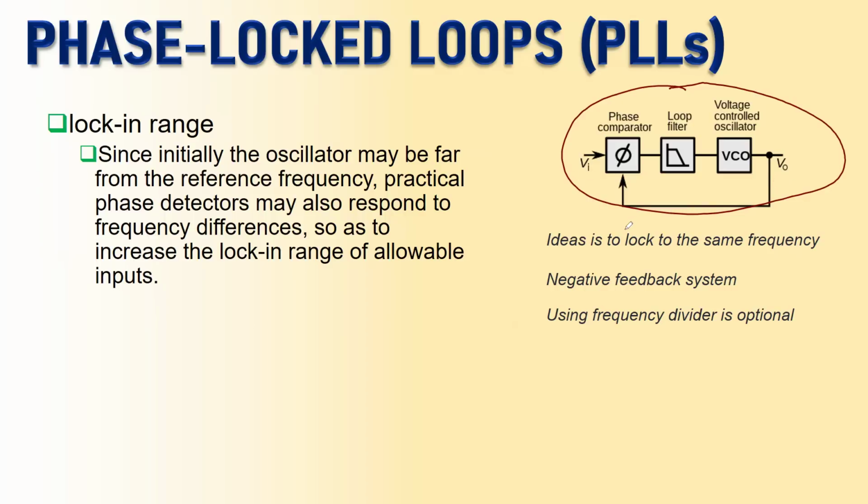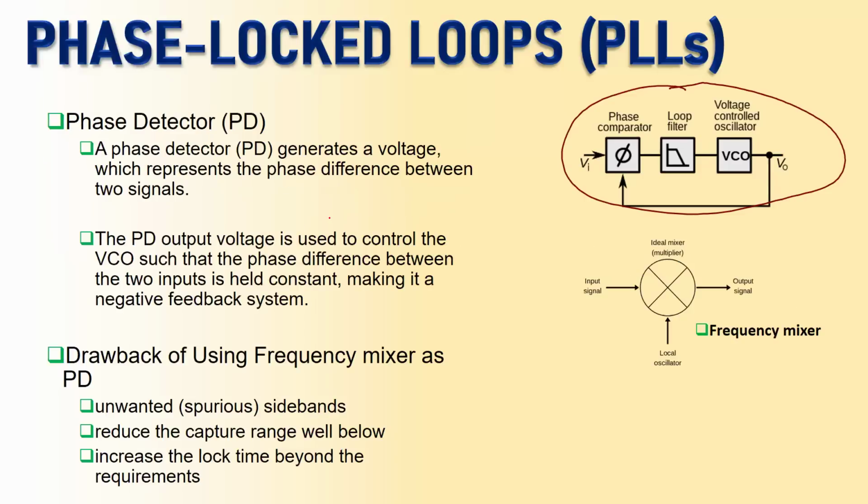Then your phase detector or phase comparator may respond to the frequency differences so as to increase the lock-in range of the allowable inputs. Basically, you design this phase comparator in such a way that it responds to a large difference between the frequency of input VI and the feedback signal VO. So let us understand how they do it.